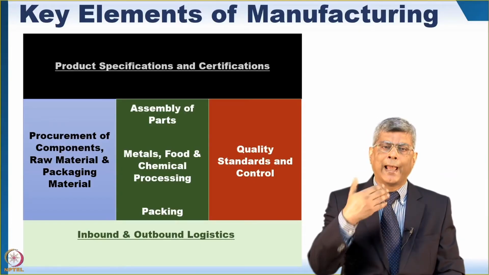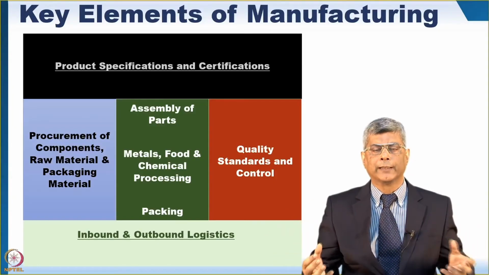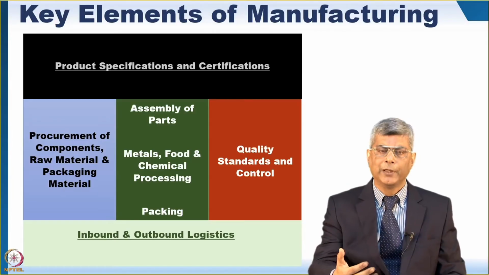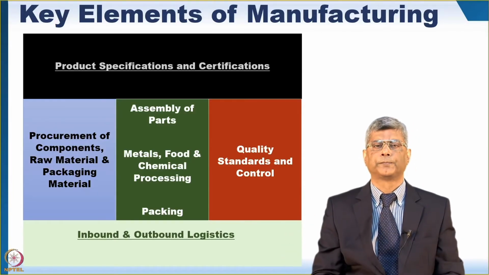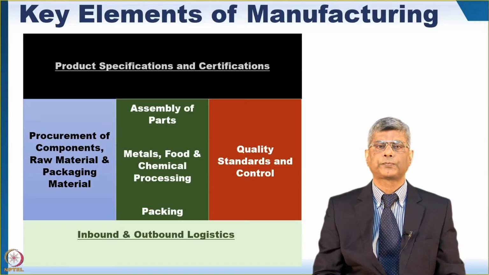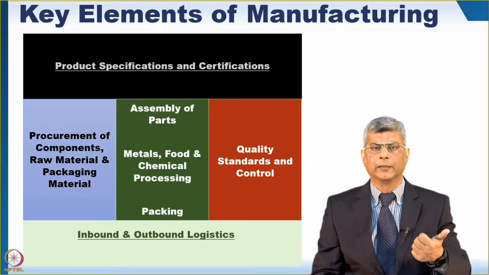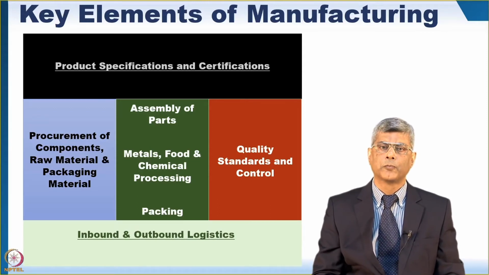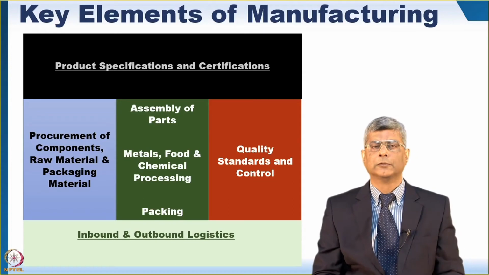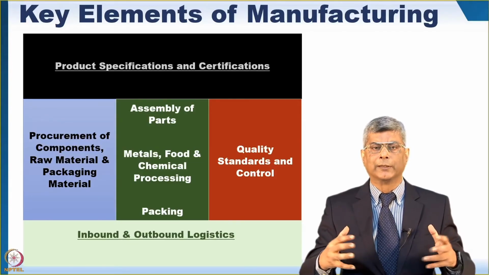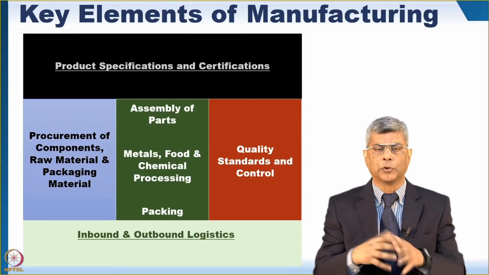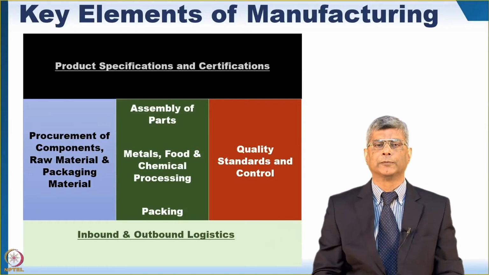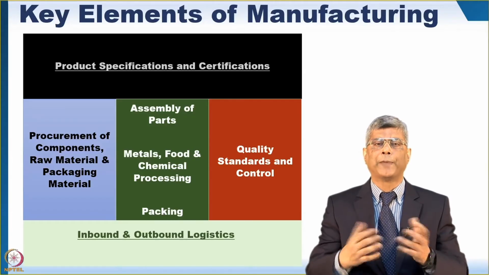Then you get into the actual manufacturing once you've got all the components and the commodities and the packaging material together. You have to assemble them if it's a hard product, like a car or a phone. If it's a metal, like steel, or food, or chemical, then there are no components. There are chemicals which have to mix together, or commodities, which have to be mixed together and processed to create the final product. And then once you've made it all, you have to package it.